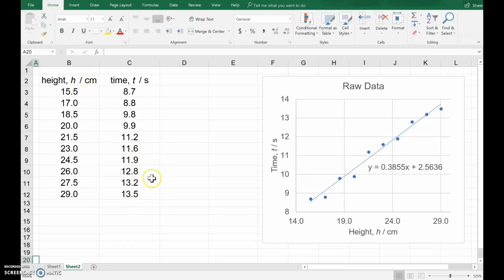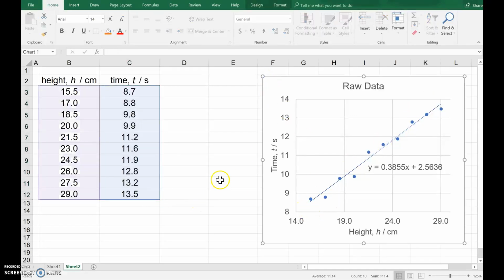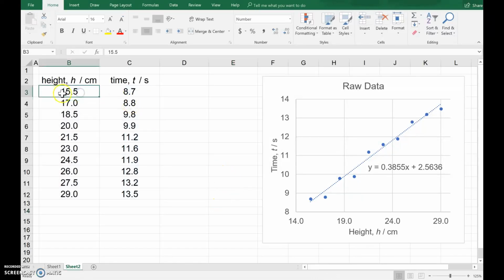Okay, here's some data I collected from an experiment. This is fake data, but let's pretend I dropped a ball from these heights and I measured how long it took to hit the ground. If you study physics, you know that's not going to be linear, but we'll ignore that for now. When I dropped the ball from 15.5 centimeters, I only dropped it once.